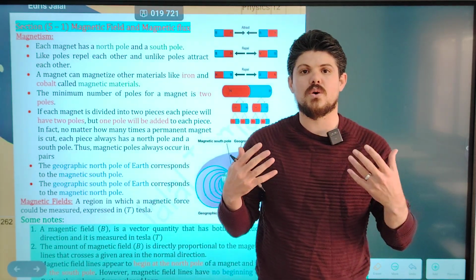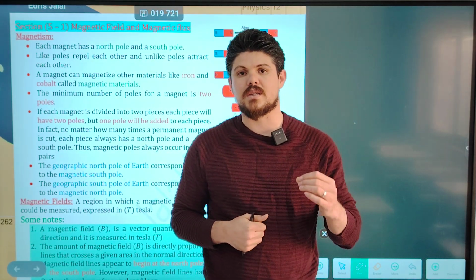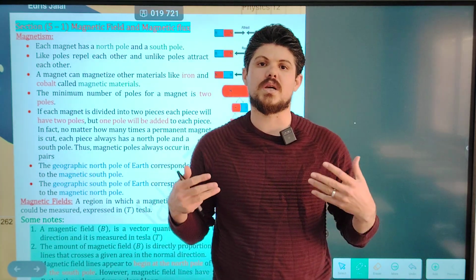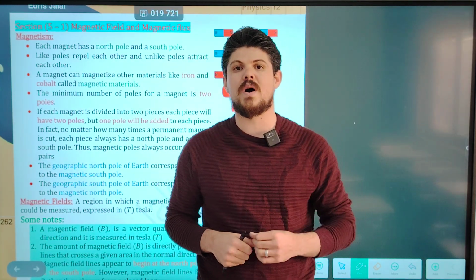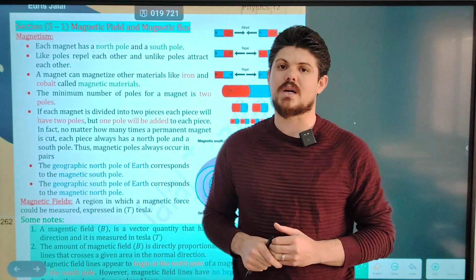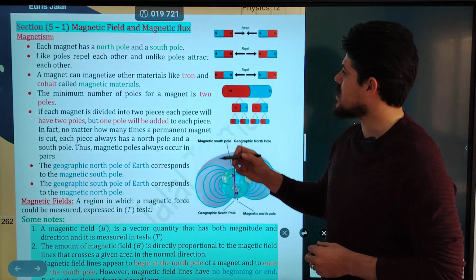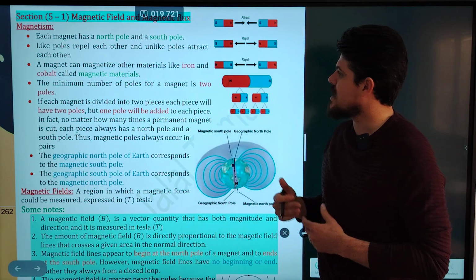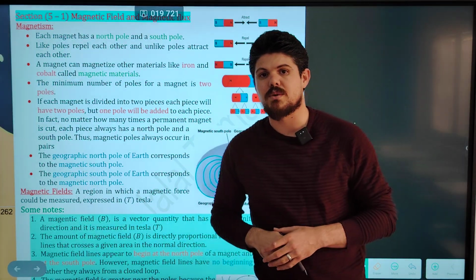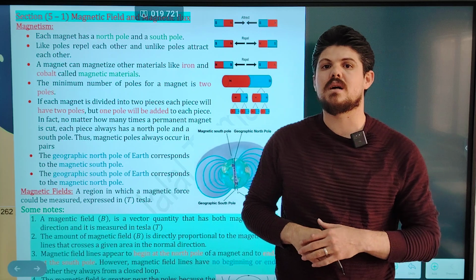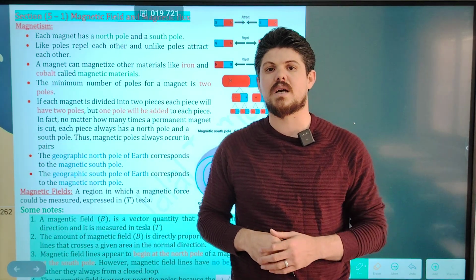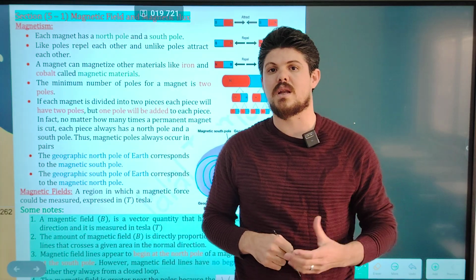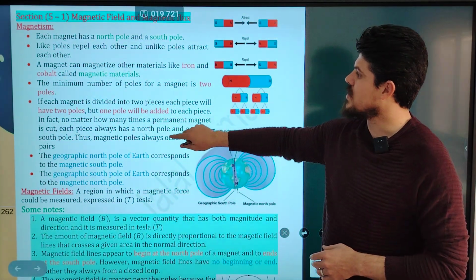So like poles always repel each other because of the magnetic field lines. And opposite poles like north and south attract each other. I will tell you why the north pole and south pole attract each other, because of the field lines. I will explain in detail. A magnet can magnetize other materials like iron and cobalt, called magnetic materials. A magnet cannot magnetize every material. It can magnetize only some materials, called magnetic materials, like iron and cobalt.